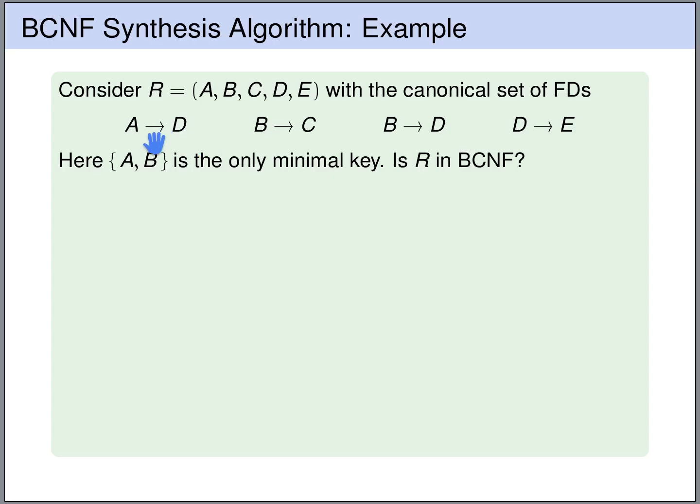Already the first functional dependency, A uniquely determines D, is not implied by a key. The left-hand side contains no key, and it's not trivial. So this table is not in Boyce-Codd normal form.